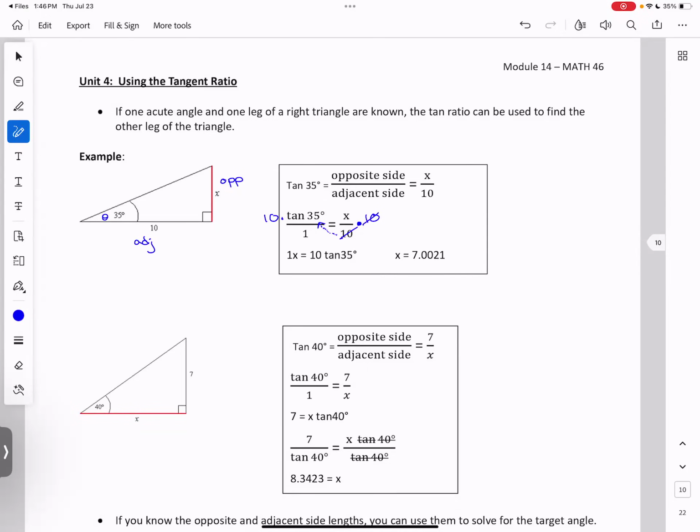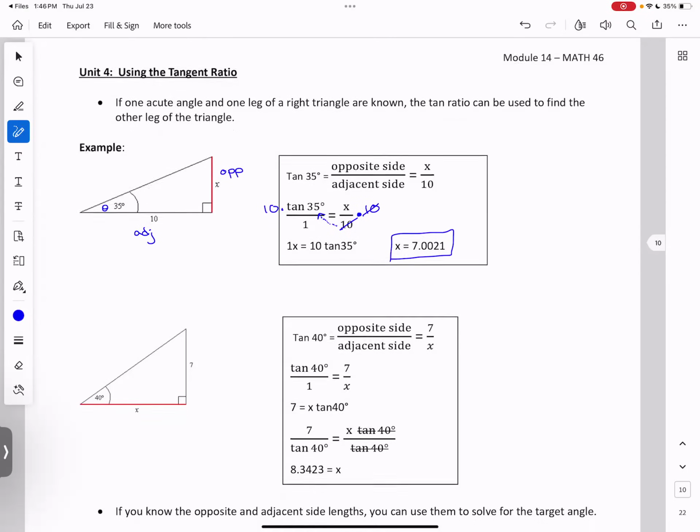That gives us x equals 10 times tan 35. And so on your calculator, you do 10. You don't actually even have to press the multiplication button, just 10 tan 35 equals. And that gives you the number you see here if you round to 4 decimal places.